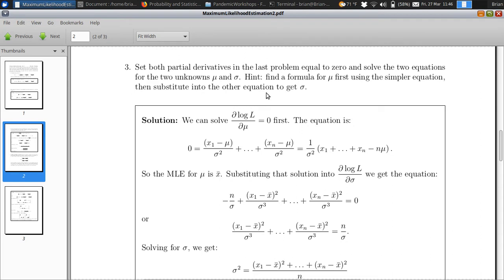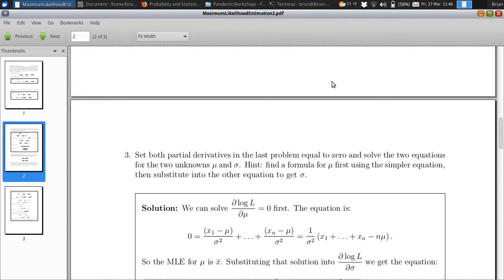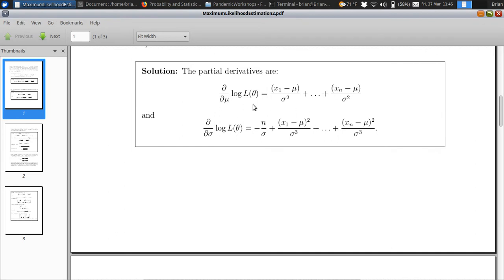And I give you this hint here in the next problem that if you want to find the critical point, the easiest thing to do is to first solve for mu using the simpler of the two partial derivatives. So looking at these two partial derivatives, this one is a little bit more complicated because it's got an extra term and some squares. This one's a little simpler. And so let's focus on the simpler one first and see if we can figure out what mu is.